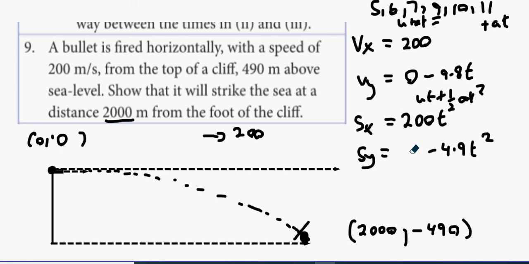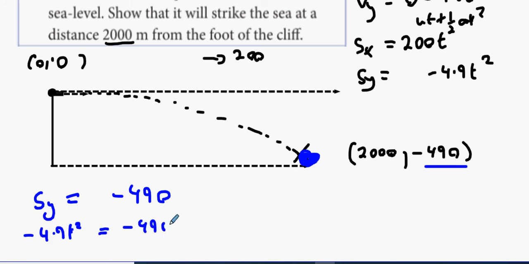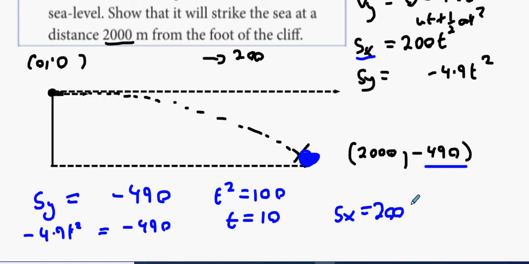Now, what can we say about the time of flight? The time of flight is the time it takes to hit down here. What can we say about it? Sy equals minus 490. So we can say minus 4.9t squared equals minus 490. That works out nicely: t squared equals 100, t equals 10. Is that okay? Now insert it into the Sx equation. What would Sx be? It's going to be 200 times 10, which is 2,000 meters.